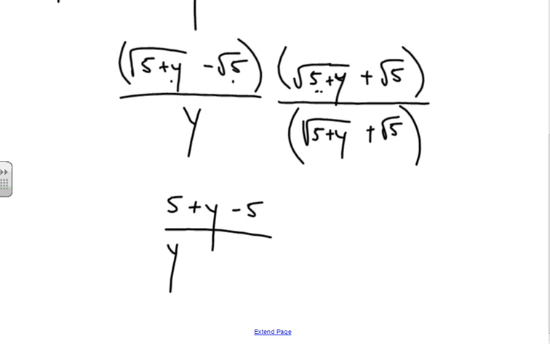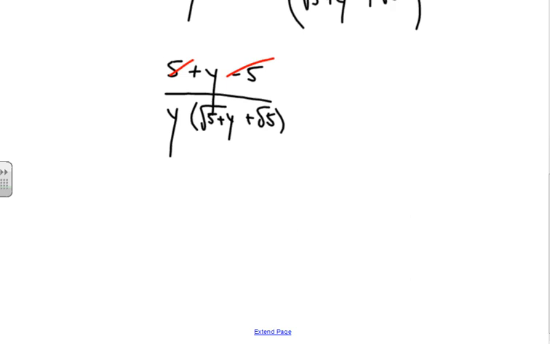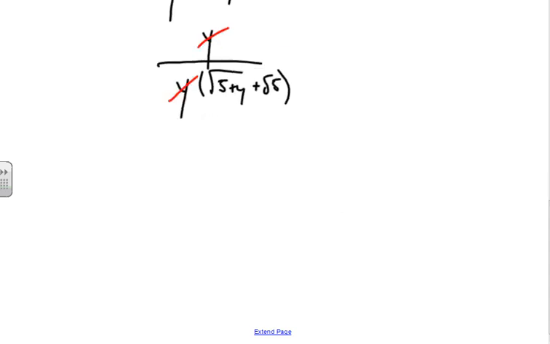We have y, and we have the square root of 5 plus y plus the square root of 5. These will cancel out. We have y over y times the square root of 5 plus y plus the square root of 5. These will now cancel out. I like making sound effects when I cancel out things. That's a little weird, but it's just the way I am. Now we have eliminated the hole at 0.